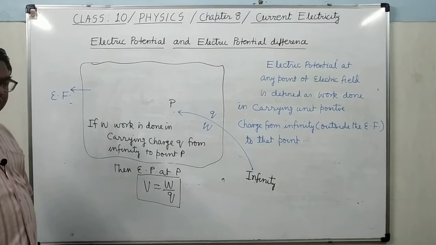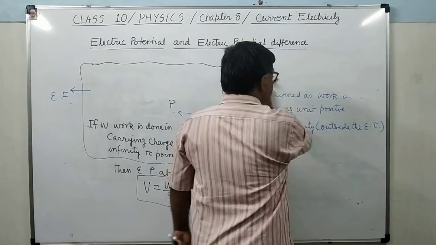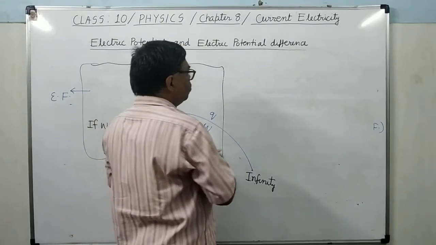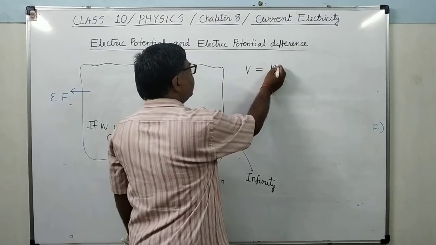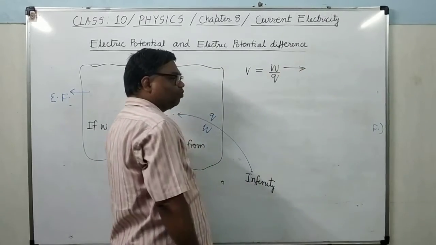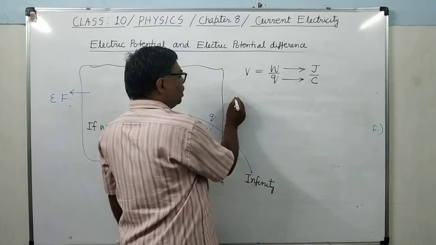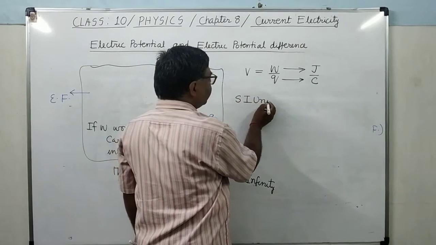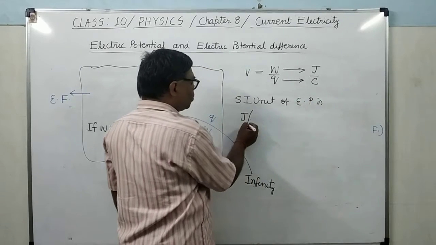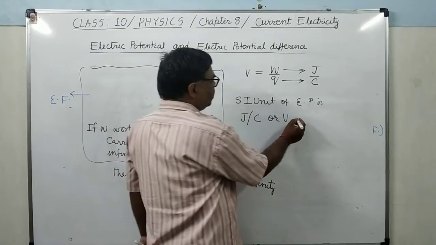It's clear? Now what will be the unit of electric potential? So you can see here, V equals W upon Q. What is the SI unit of work? It is joule. What is the SI unit of charge? It is coulomb. So the SI unit of electric potential is joule per coulomb, or we also say it as volt.